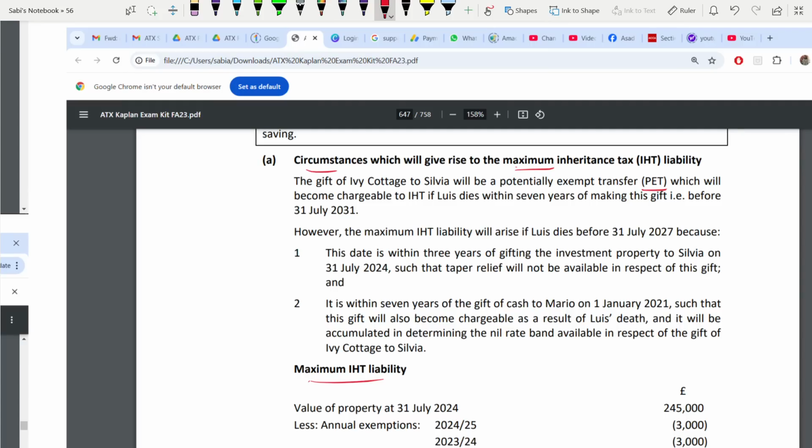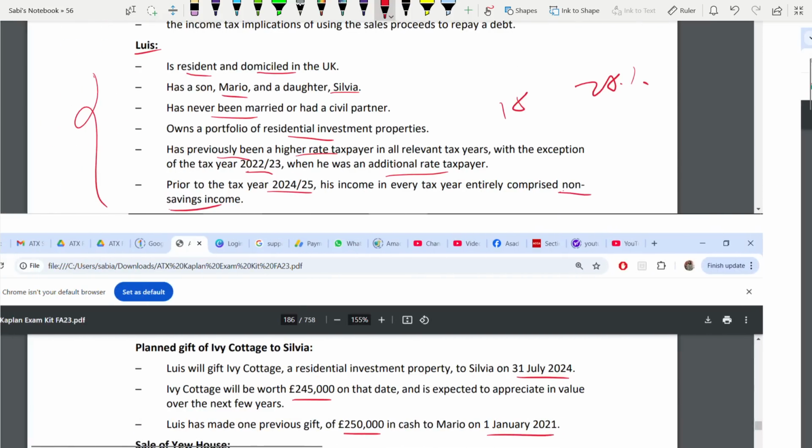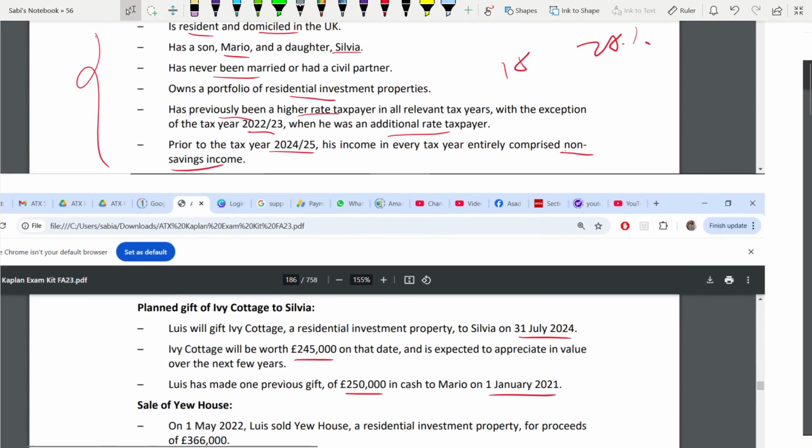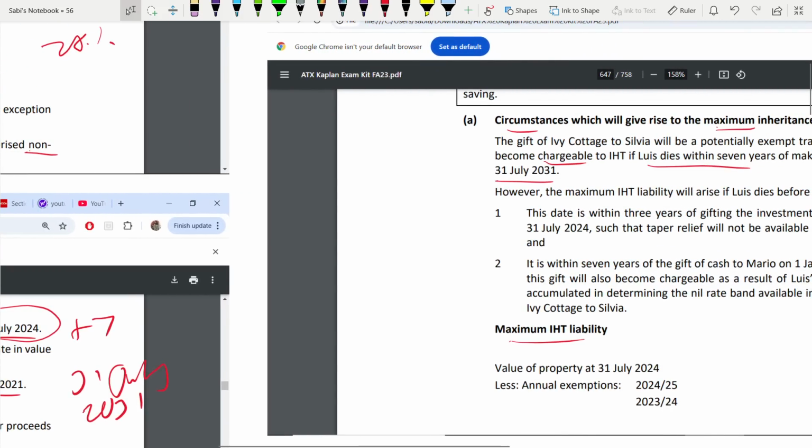So this becomes chargeable if he dies within 7 years. That means before 31st July 2031. Why? Because the gift was made on which date? The gift was made on 31st July 2024. So just add 7 years to this. It should be 31st July 2031. Before this, if he dies, he'll be chargeable to IHT.